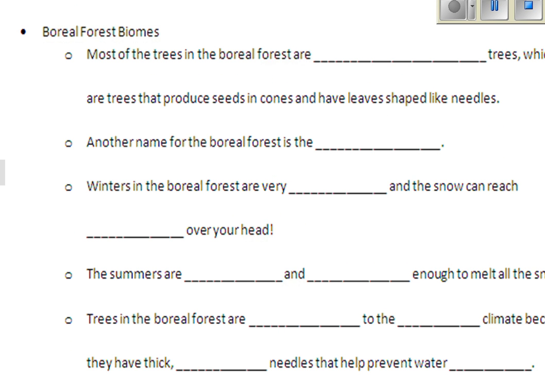Okay, a different type of forest is a boreal forest biome. Okay, now most of the trees in the boreal forest are coniferous trees.